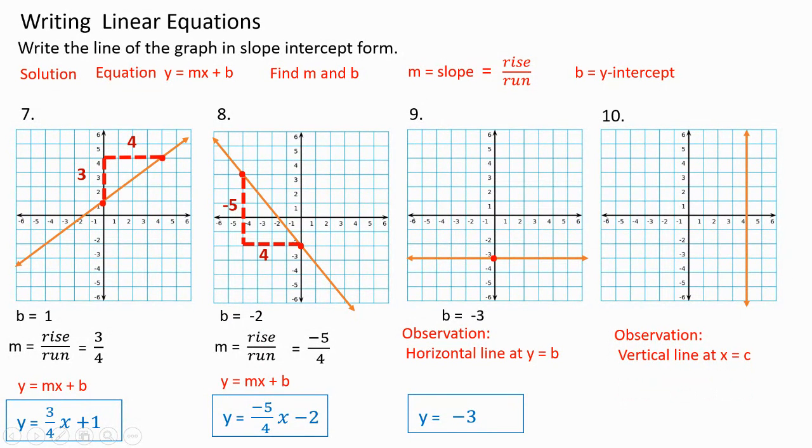Number 10. Remember the observation for a vertical line. It's going to be x equals c, and whatever the vertical line crosses, that's going to be my c. So this is going to be x equals 4, because every point on the line has x equal to 4. For example, this is for 0, that's for 1, for 2, for 3, for 4, for 5, and so forth. That's why it's going to be x equals 4.